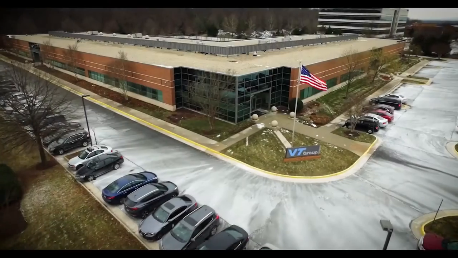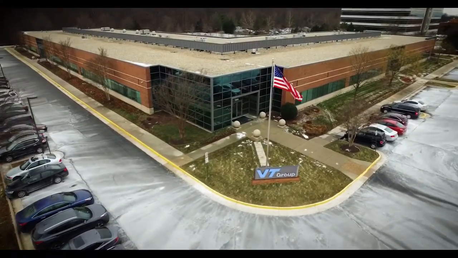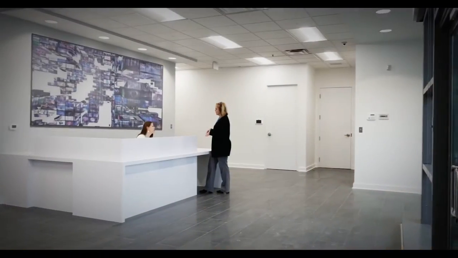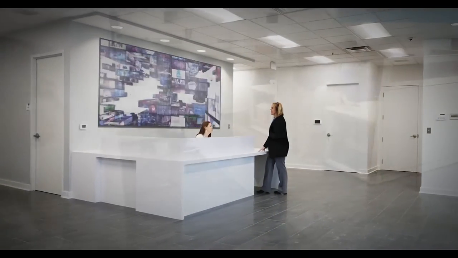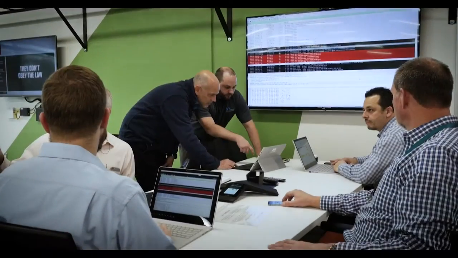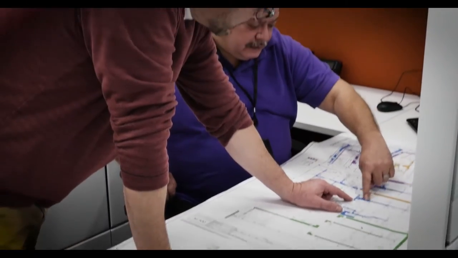VT Group is a global systems integrator delivering complex integration technology projects to commercial and federal markets worldwide. Our award-winning team is comprised of industry leaders with extensive experience designing more than 100 optical LAN projects. As the evolution of fiber continues, VT Group is here to help you transition to the optical LAN platform.